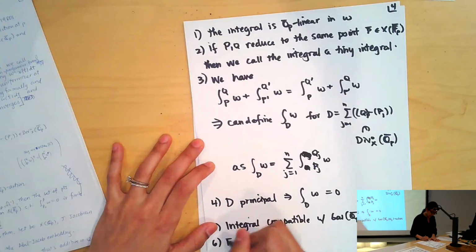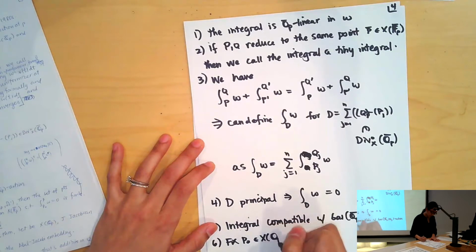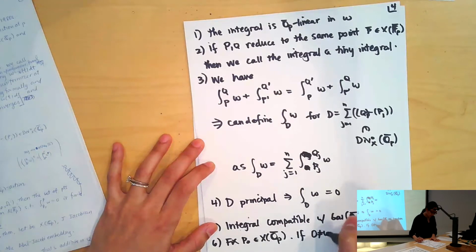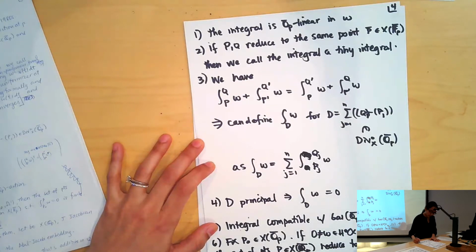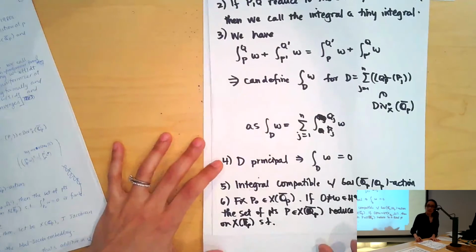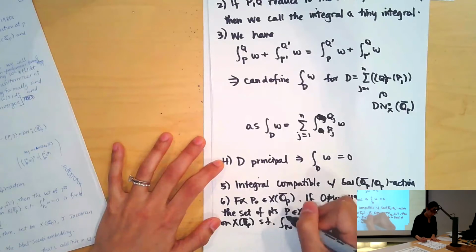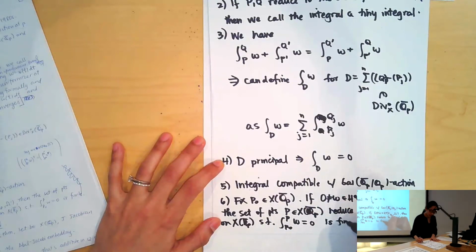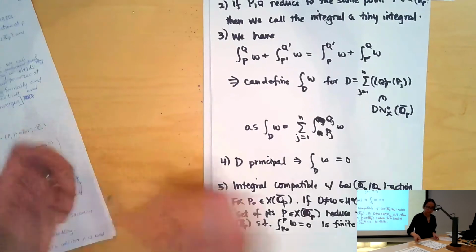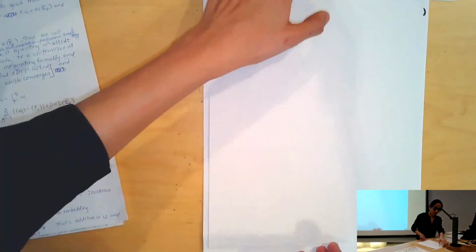And if I fix a point, P naught, and I have some non-trivial regular one form, then the set of points P that reduce to a fixed point on X(F_p bar) such that this integral vanishes is finite. All right, and we call this the Coleman integral.